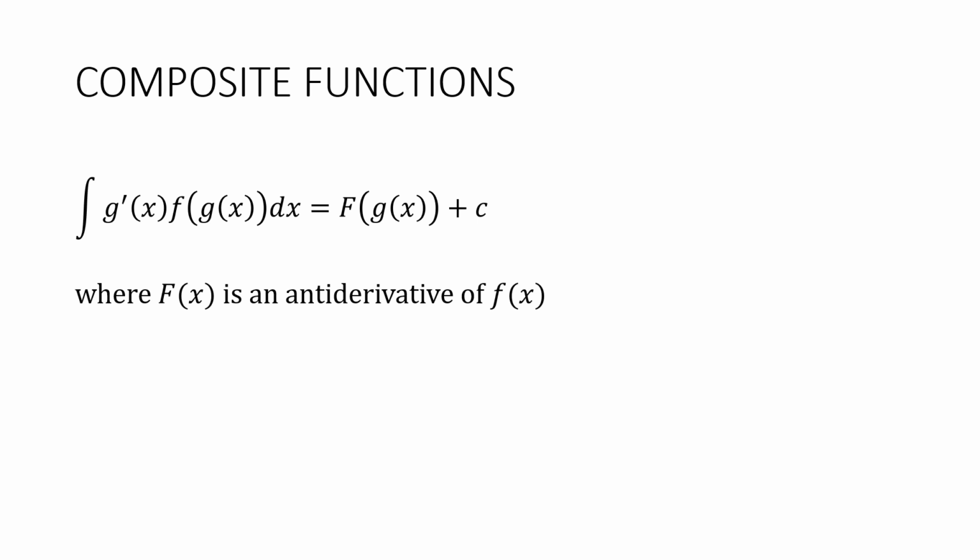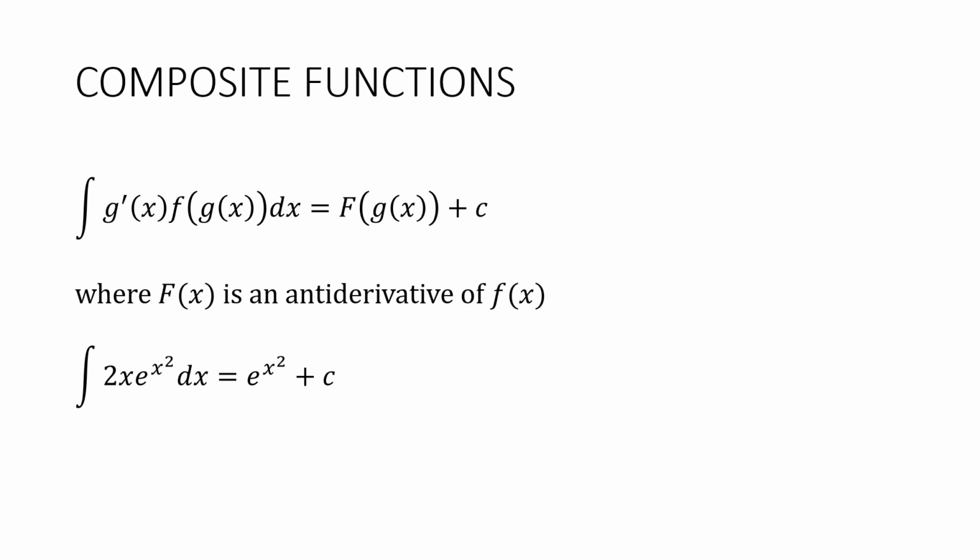Here's an example. You can see we have a composite function here. The inside function is x squared. The derivative of x squared is 2x. So this is just equal to the antiderivative of the outside function, which is an exponential, and that doesn't change. So our answer is e to the x squared plus c.